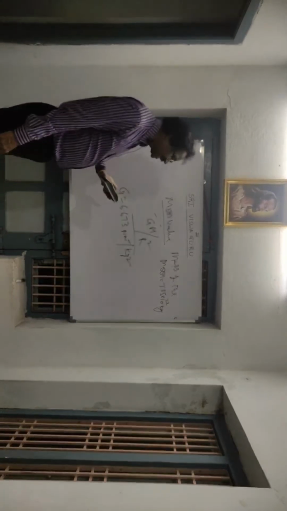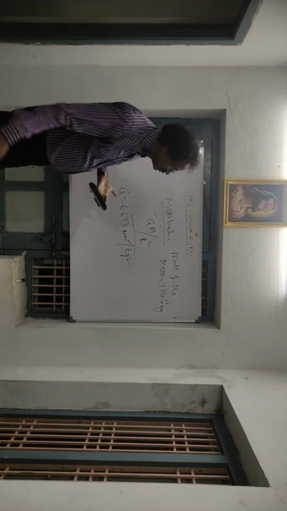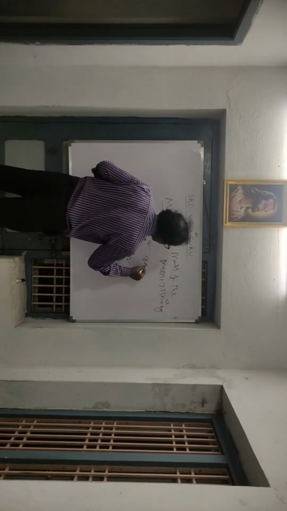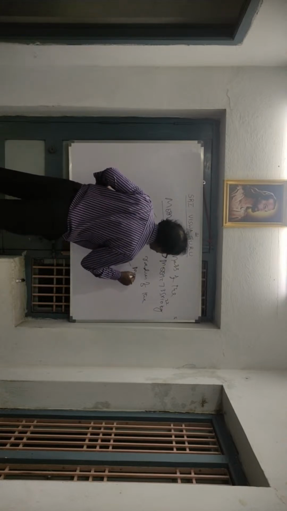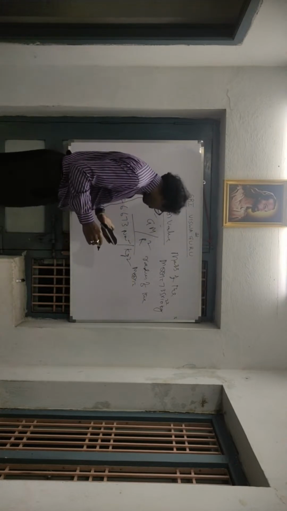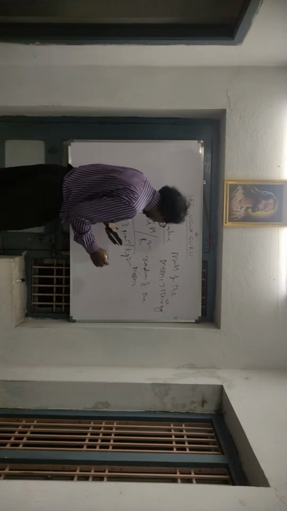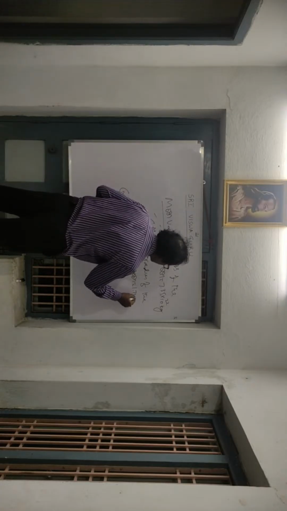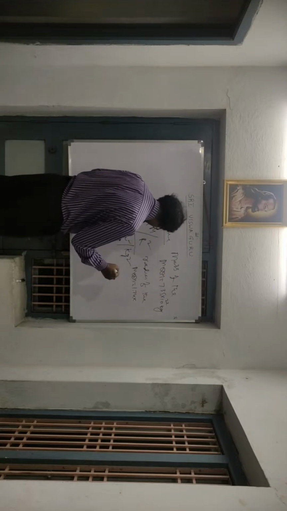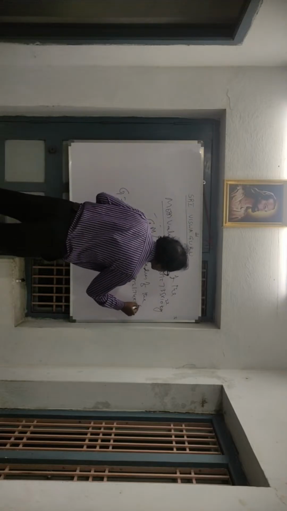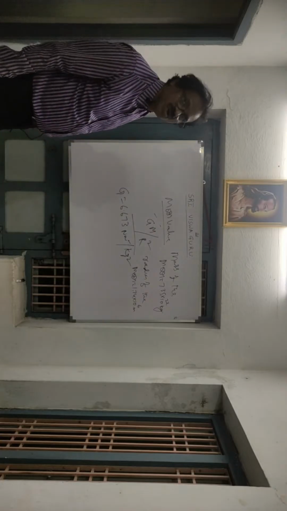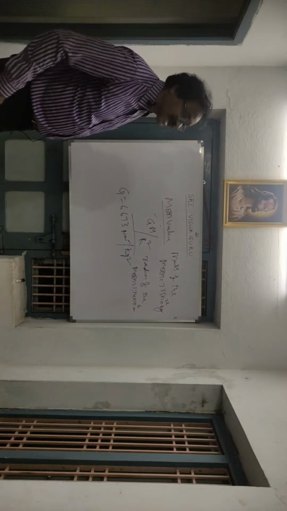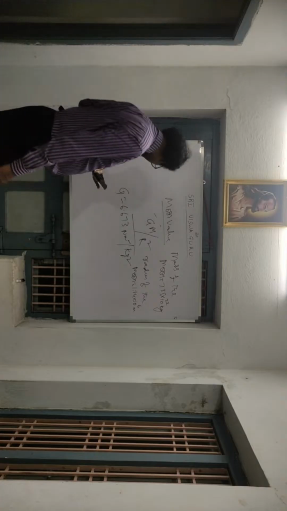Then what is the radius of the moon? Radius of the moon is equal to 1.74 into 10 to the power of 6 meters.